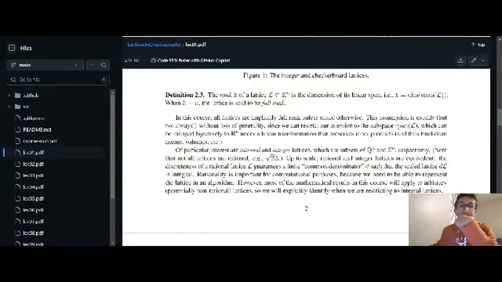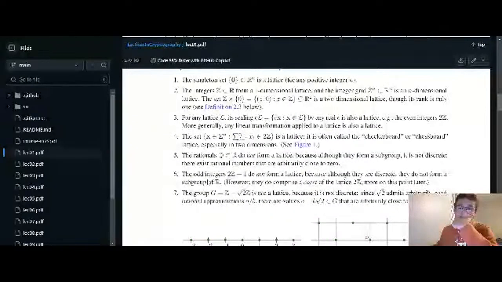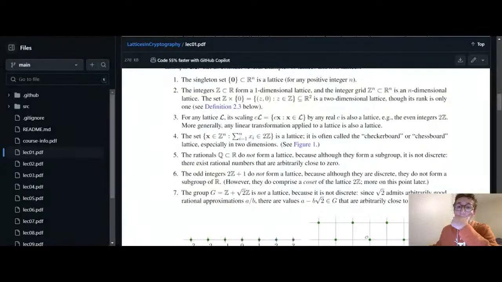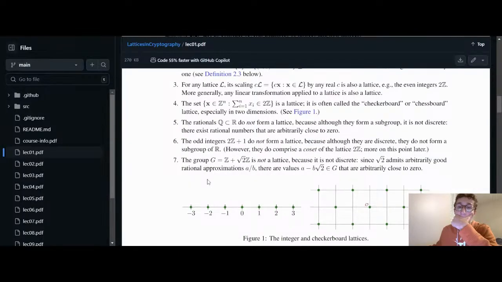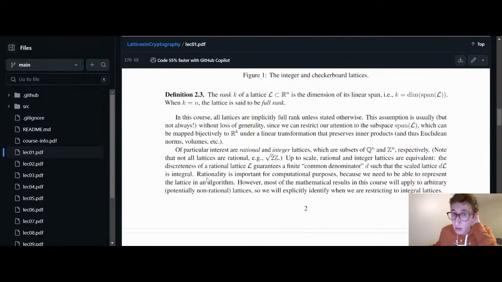Let me go back up to the last thing, it might be kind of important. No, not really. So that's only important: just know that the span is assumed to be full for every lattice. Is what I think it's trying to say. Cool. Okay, so we're gonna assume full rank.